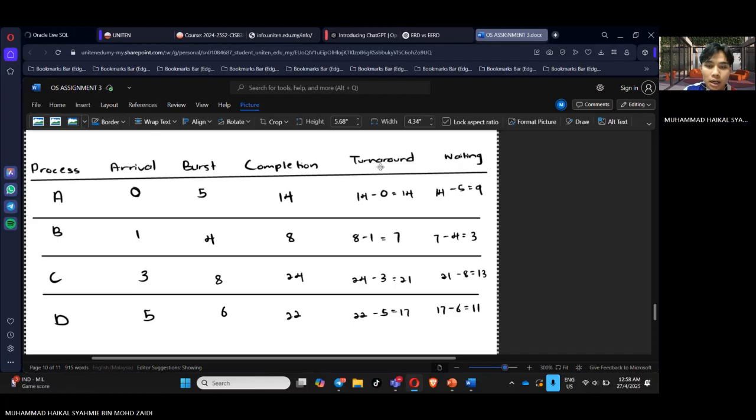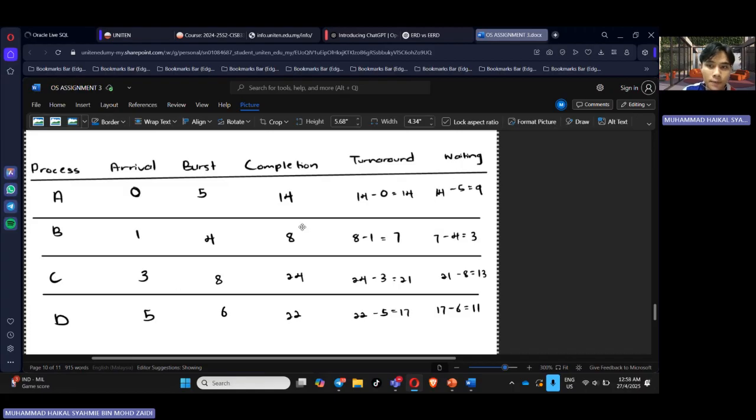So we're going to calculate the turnaround. So it's the completion minus the arrival. 14 minus 0, so we get 14. 8 minus 1, we get 7. 24 minus 3, we get 21. And 22 minus 5, we get 17. So that's the turnaround.